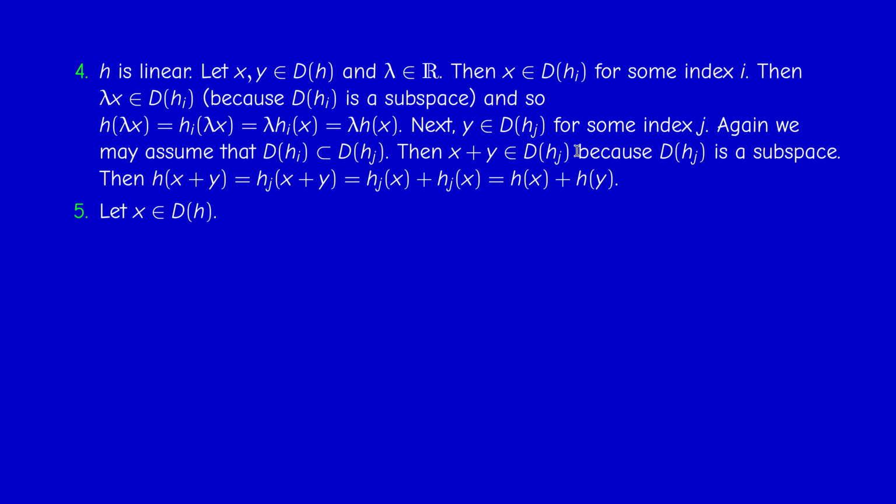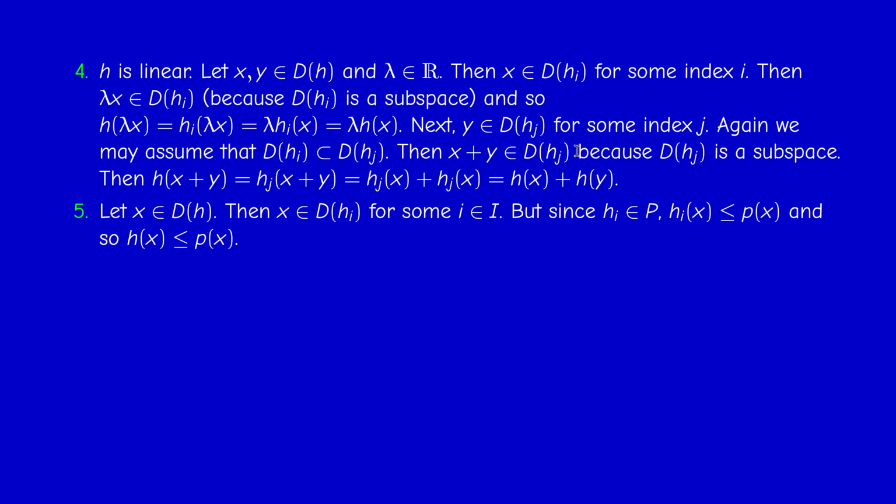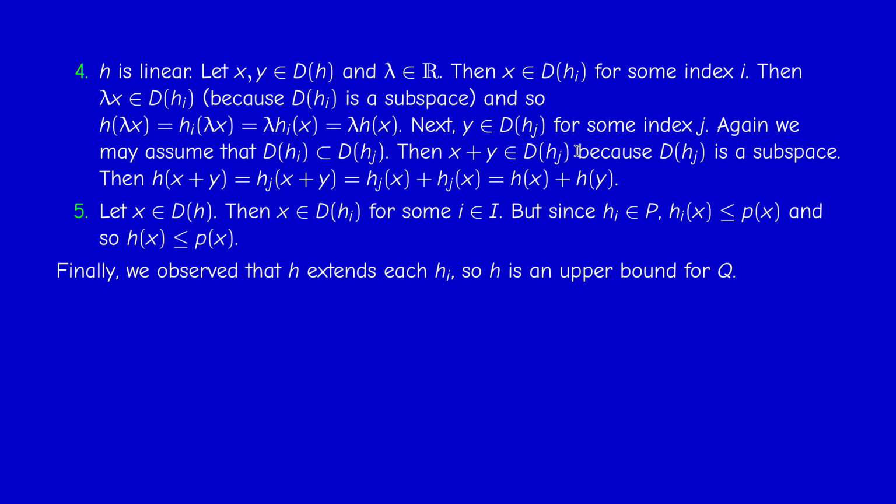And final point, the inequality. So take x in the domain of H, then, as you know, x is in some D_{h_i}. But since h_i belongs to the collection P, and by definition each element of P satisfies the inequality, h_i of x is less or equal than p of x. But by definition h of x equals h_i of x. So h of x is less or equal than p of x. So everything is trivial.